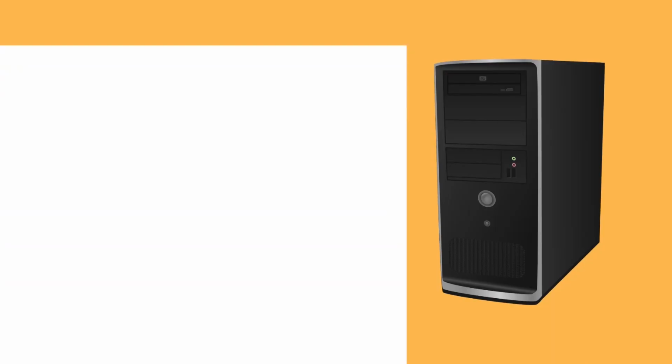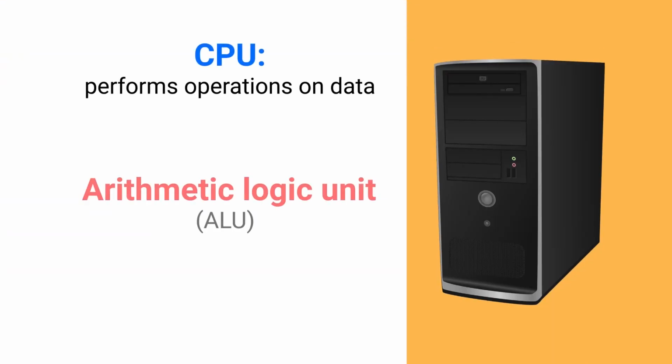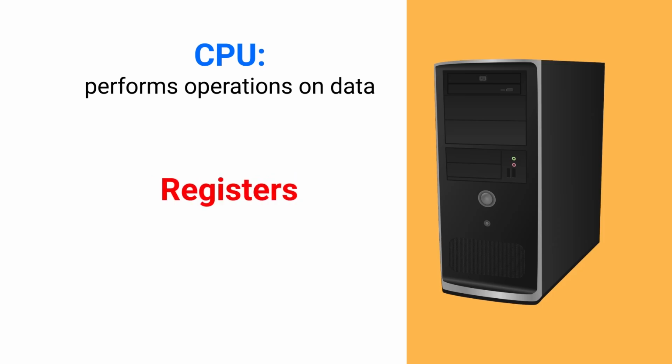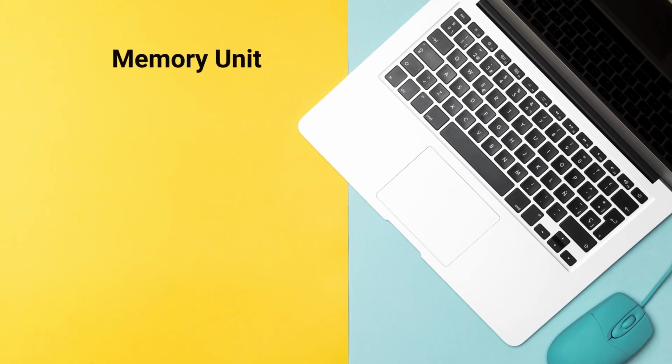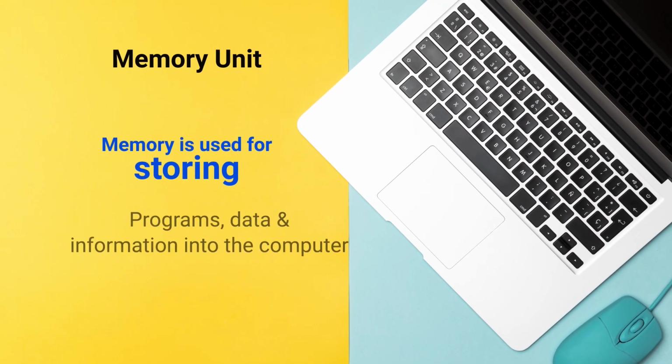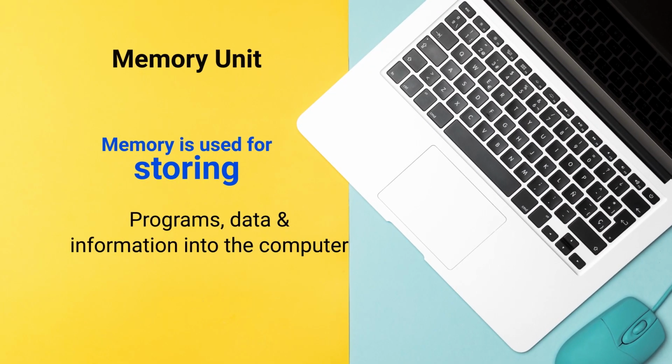As we know, the CPU controls all the operations taken care of by the system, and to perform those operations, it makes use of the ALU, CU, and registers. But while processing, the CPU requires memory for program and data. For this reason, in today's topic, we are going to discuss the memory unit, which is a very important component of the computer. As we know, memory is used for storing programs, data, and information in the computer.